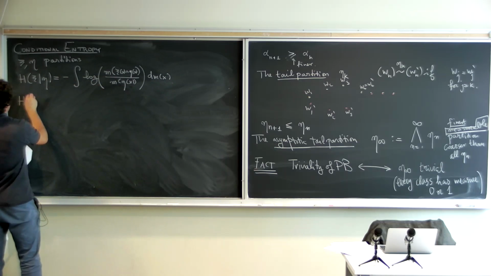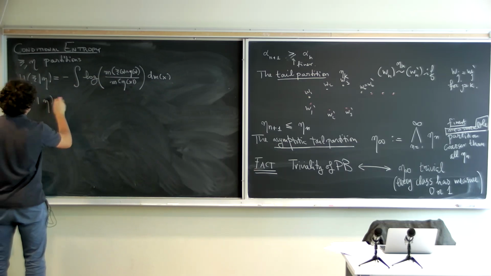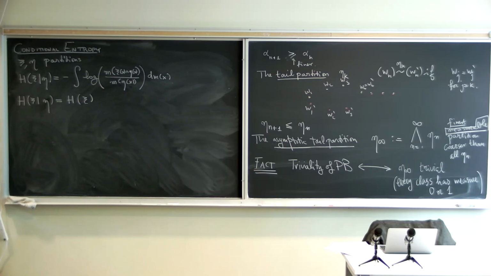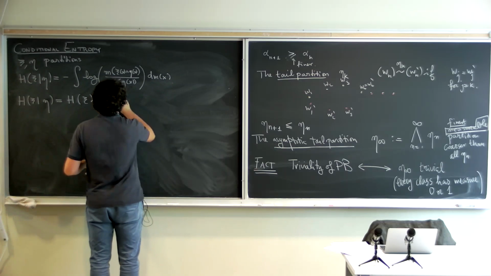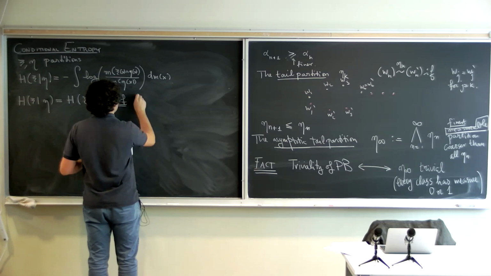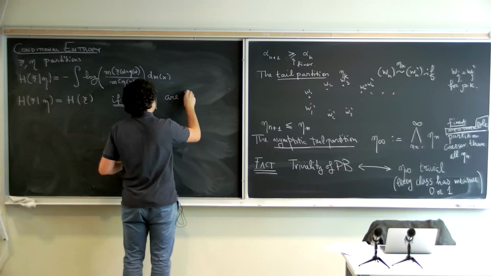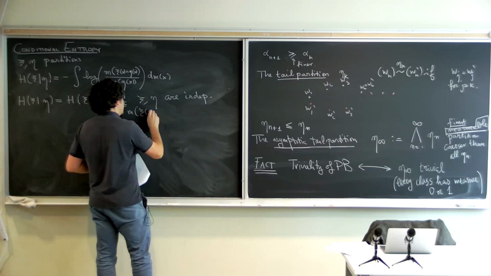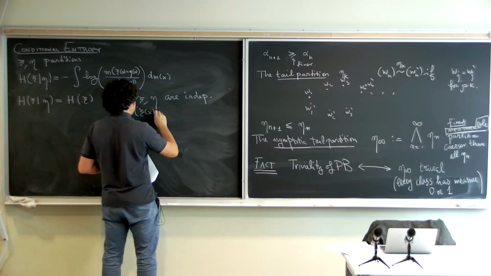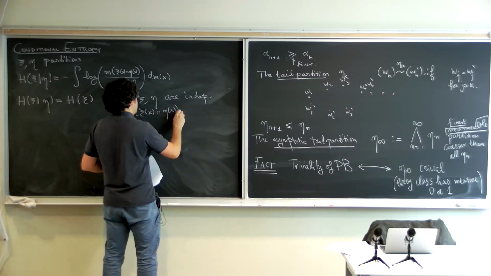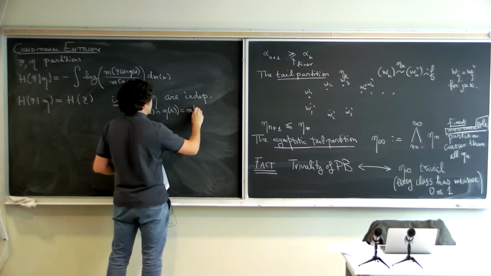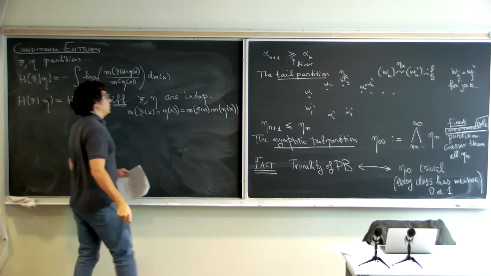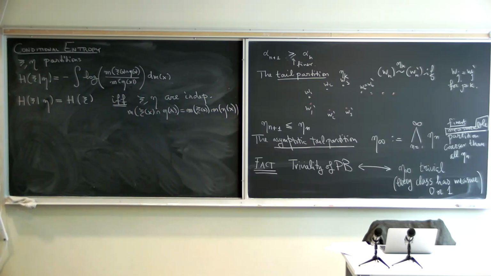And also we note that h of psi conditioned on eta equals, sorry, as I said incorrectly last time, equals h of psi if and only if psi and eta are independent. So what does independent mean? Well, that the measure of the intersection of two pieces is the product of the measures, for almost all x's.